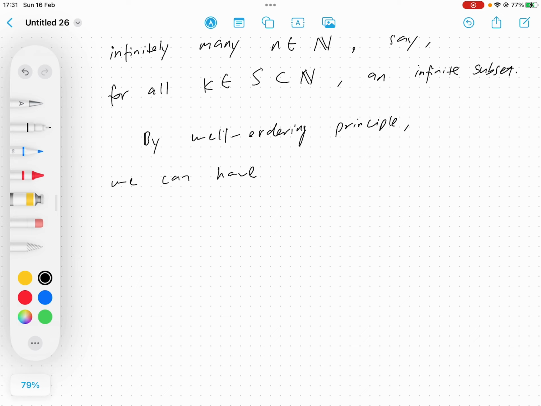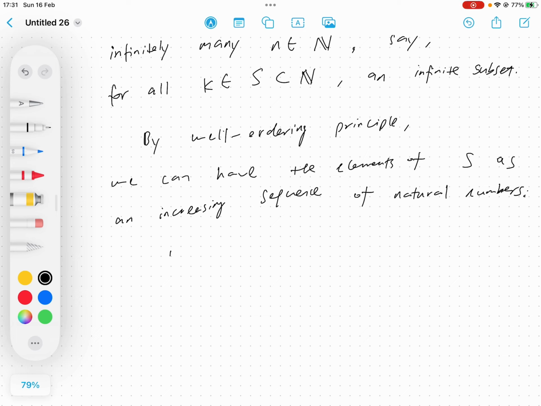Have the elements of S as an increasing sequence of natural numbers. Okay, so that's from n1 less than n2 less than nk, so on and so forth, right? Then we know that the subsequence x_nk is the constant sequence alpha, right? So it is convergent.